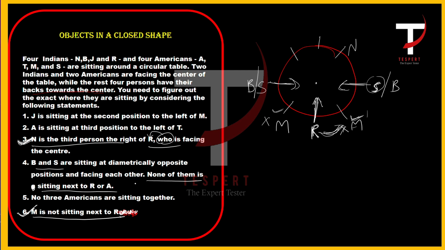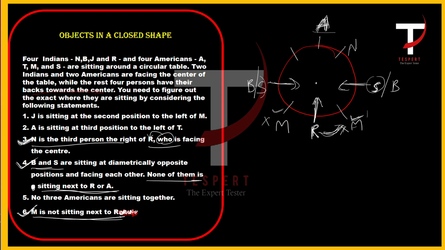None of them is sitting next to R or A, right? So if none of them is sitting next to R or A, then A shouldn't come here because already N is there. Here A shouldn't come here. So the only place which is left for A is this one, which is opposite to R. Why? Because here what is the condition? None of B and S is sitting next to R or A. So next to B, R shouldn't come and S shouldn't come. Next to S, R shouldn't come and A shouldn't come. So this is the only place for A in which this condition satisfies. So the statement 4 is completely ruled out. Now, M must be next to A.